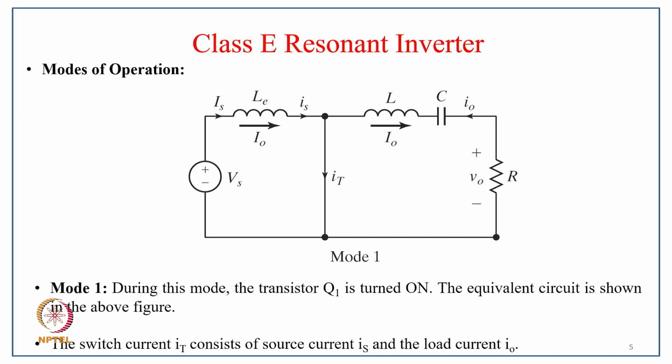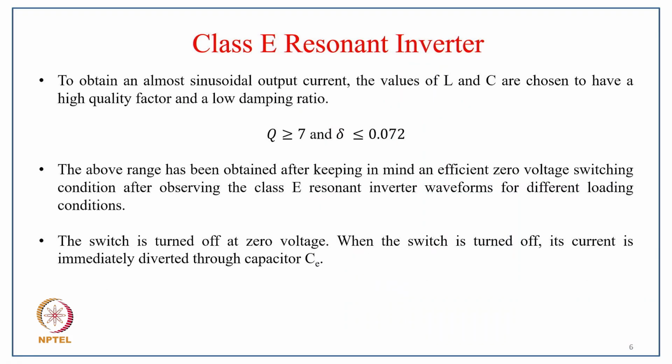So there are modes of operation. In the first mode, the switch is closed as shown, and current flows through the switching transistor IT. Mode 1: during this mode the transistor Q1 is turned on and the equivalent circuit is shown in this figure, and the switching current consists of the source current, IS, and the load current, IO.